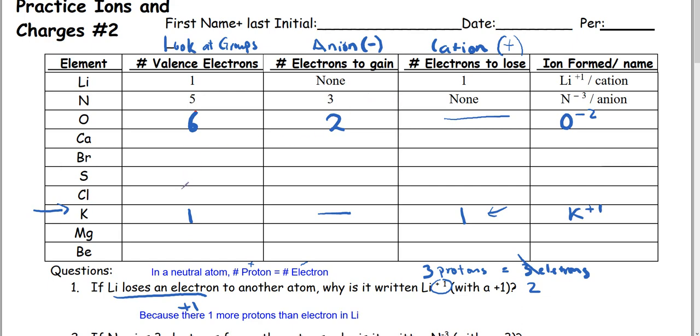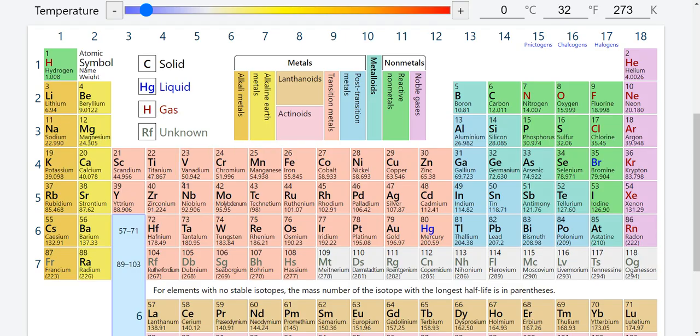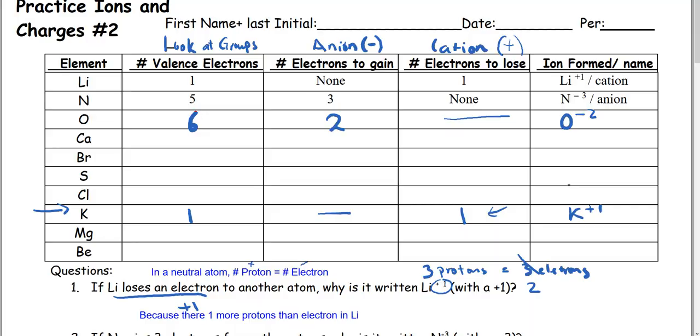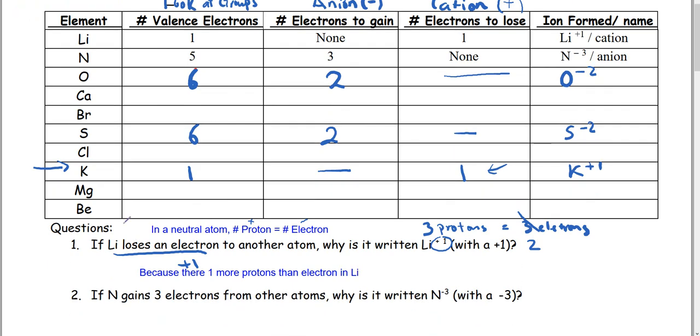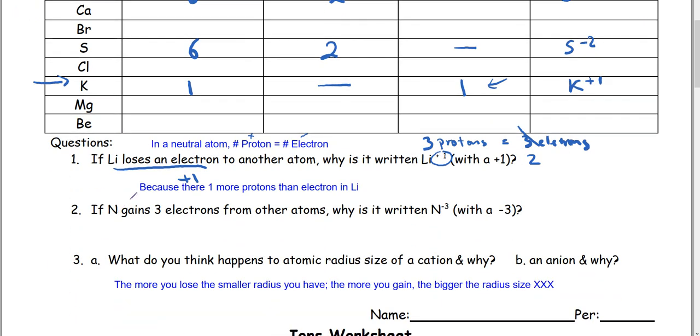Okay, sulfur is in group 16. Group 16 will have 6 valence electrons. 6 valence electrons, it would need to gain 2 more to get to 8. So you would write this one as S minus 2 or S2 minus. Either way is fine. Okay, so look at the question here.